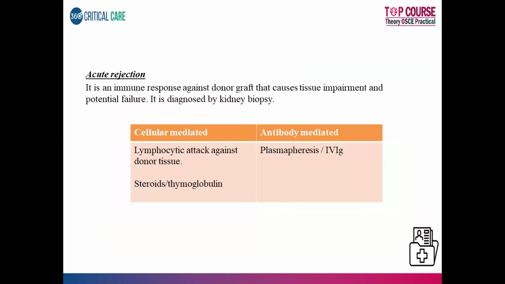Just a note on acute rejection. I've been mentioning acute rejection, so what is this acute rejection? It is nothing but an immune response against the donor graft that causes tissue impairment and potential failure. Rejections are usually diagnosed by kidney biopsy. And acute rejection is divided into two: either cellular mediated acute rejection or antibody mediated. Cellular mediated is basically the lymphocytic attack against the donor tissue.